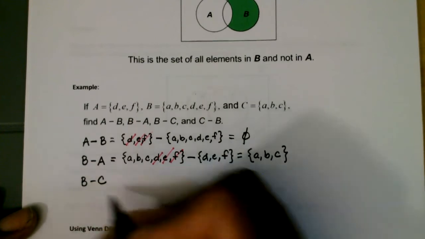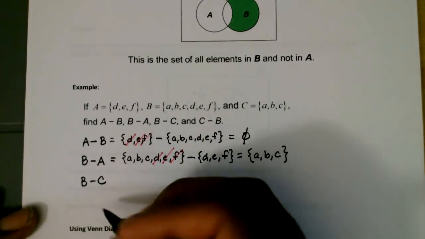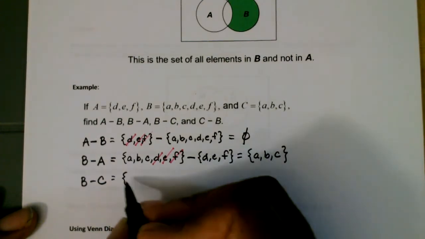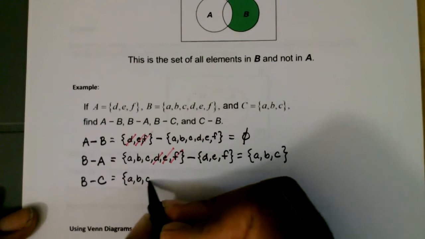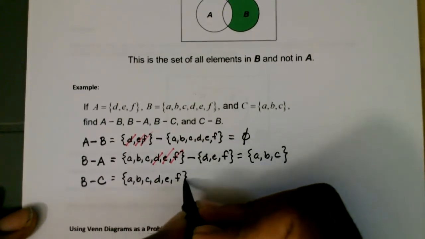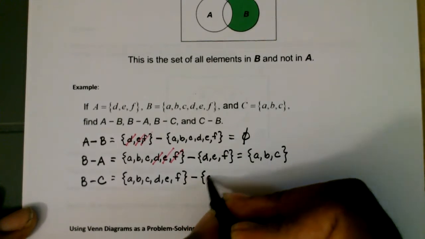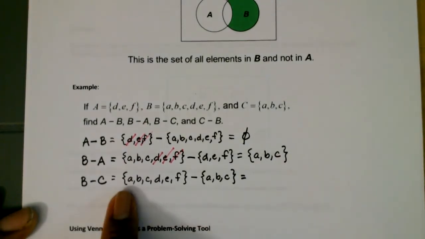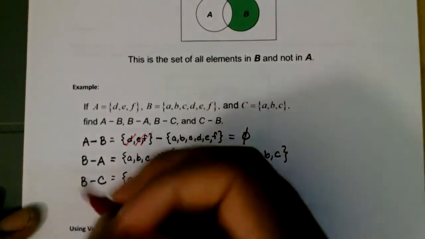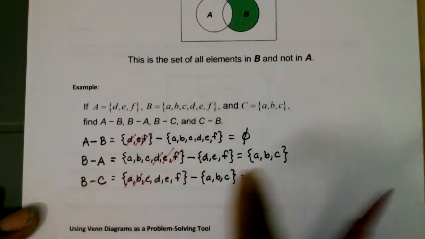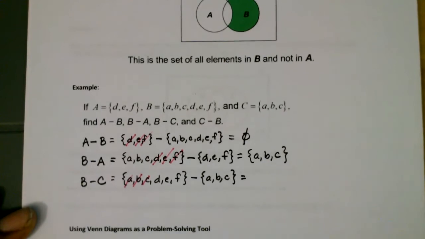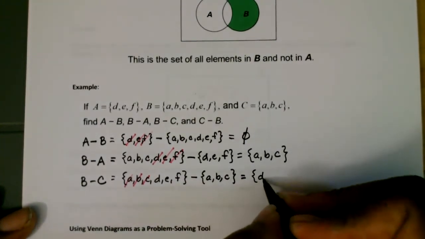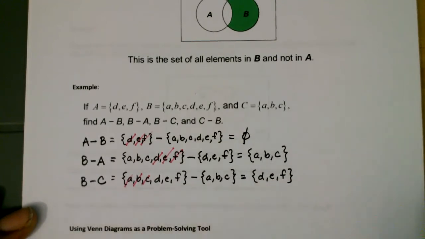And then next is the complement of C relative to B, where B has the elements A, B, C, D, E, and F. C has the elements A, B, and C. So if I take away any elements of B that are common to C, because A, B, and C are in set C, I'm left with D, E, and F, which represents the complement of C relative to B.